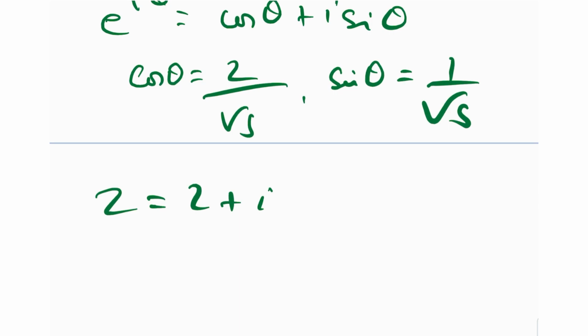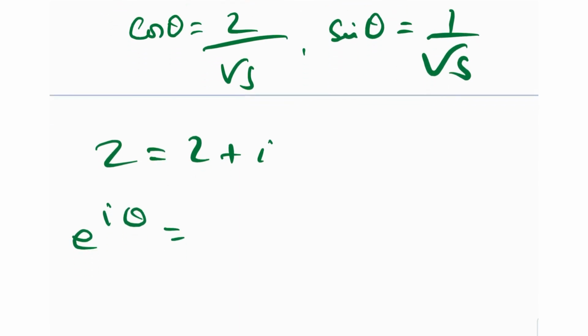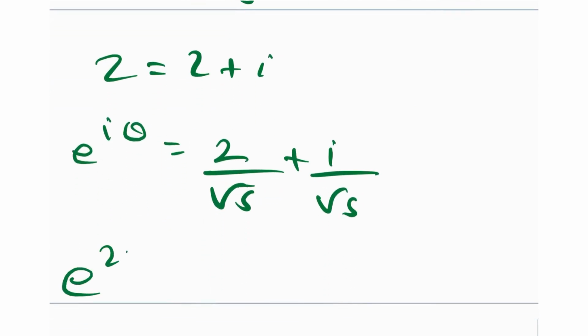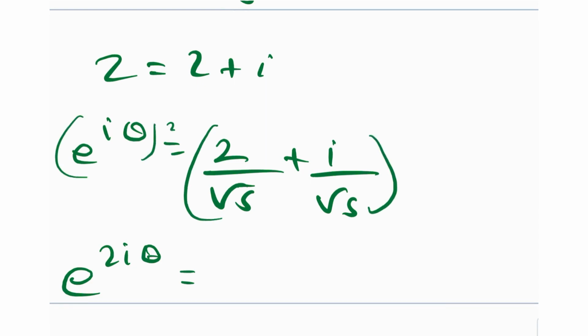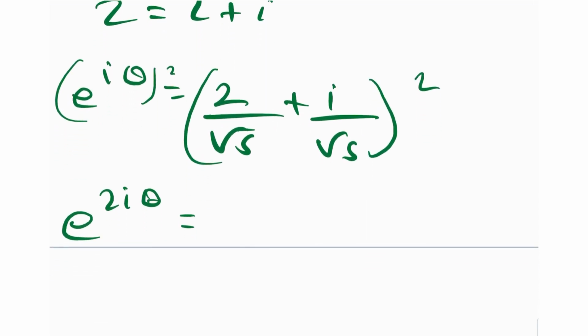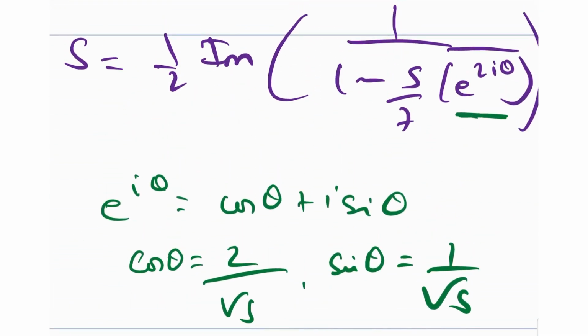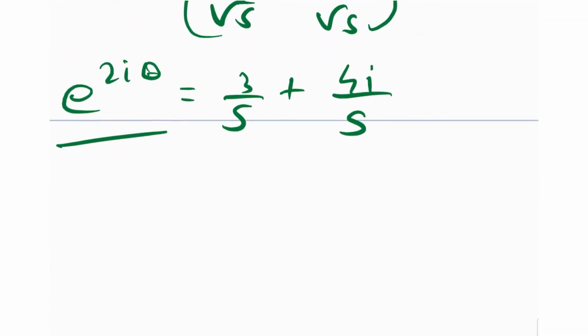So basically, e raised to power i theta is 2 by root 5 plus i times 1 by root 5. So e raised to power 2i theta will be nothing but just square this quantity. So I just square on both sides, and I'll get 3 by 5 plus 4i by 5. So e raised to power 2i theta, which was needed over here, I'm just going to replace that and let's see what we get.